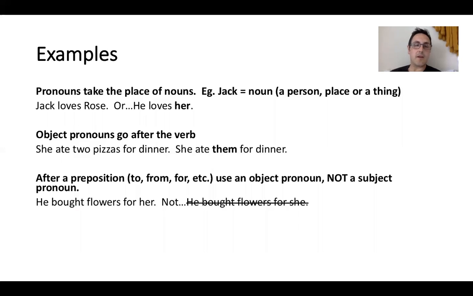Object pronouns go after the verb. So she ate 2 pizzas for dinner. 2 pizzas, plural, so it's going to be them. So she ate them for dinner. Again, it's after the verb. She ate them. The pizzas were the receiver. And then after a preposition, to, from, for, etc., you use an object pronoun, not a subject pronoun. So he bought flowers for her, not he bought flowers for she.